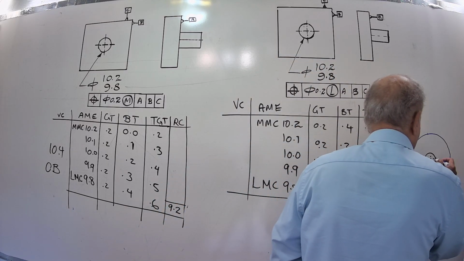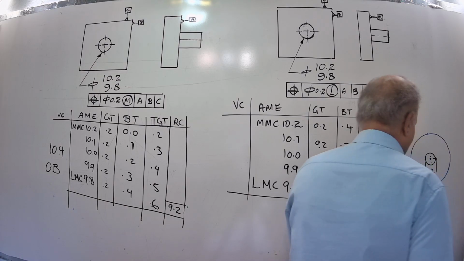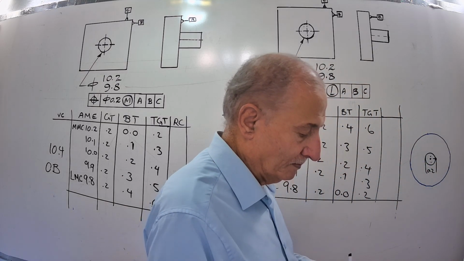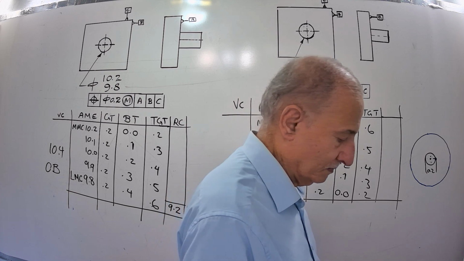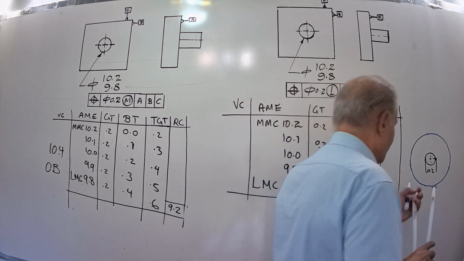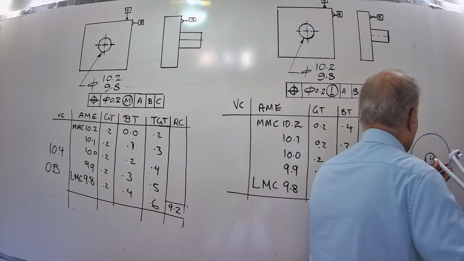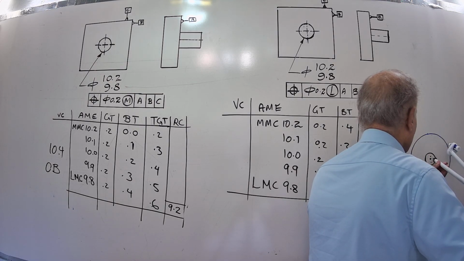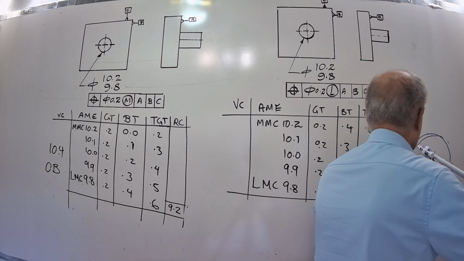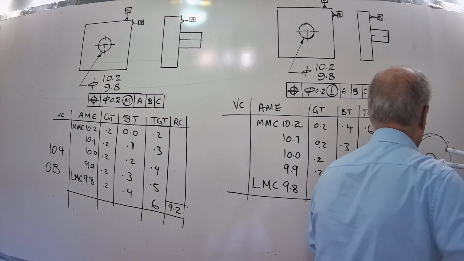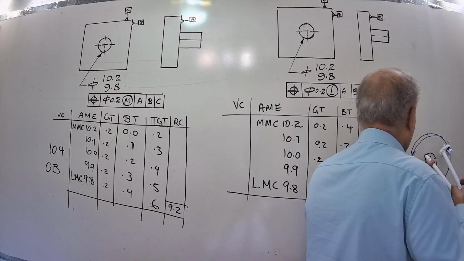Assume that the axis is here, and the shaft is 9.8 here. Draw it. Moving over here.